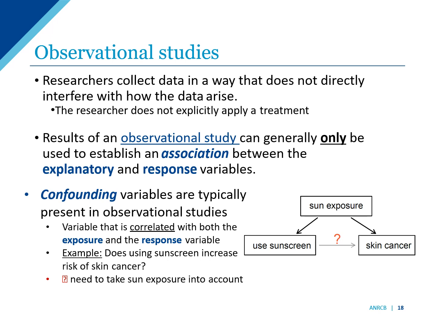Confounding variables are typically present in observational studies. These are variables that are correlated with both the exposure and the response variable. An example is that you might see an association between the use of sunscreen and skin cancer. But the reality is that sun exposure is confounding this relationship. If you are using sunscreen, you are likely doing so because you will have sun exposure, and sun exposure is in the causal pathway to many skin cancers.